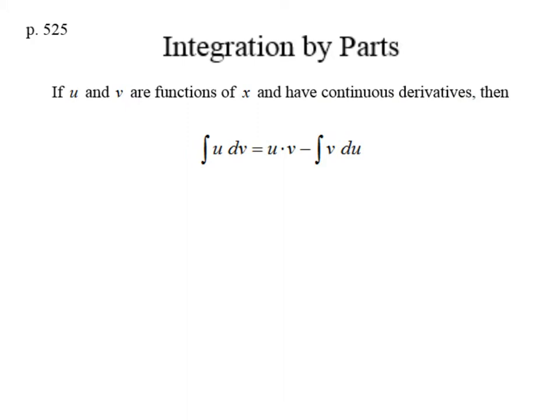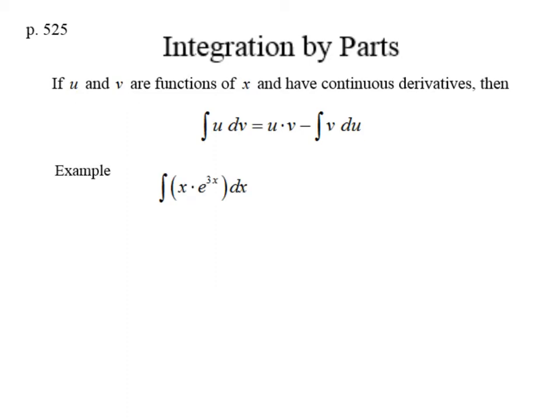So this is the part that you need to make sure you have in your notes. All right, this is what we call integration by parts, and it says that if u and v are functions of x and have continuous derivatives, then the integral of u with respect to v is equal to u times v minus the integral of v with respect to u. Let's now see how we apply this to an example.